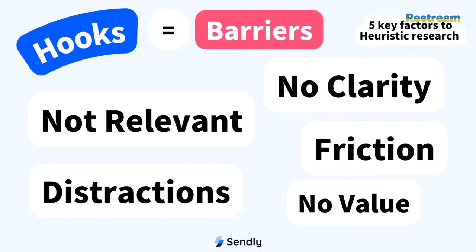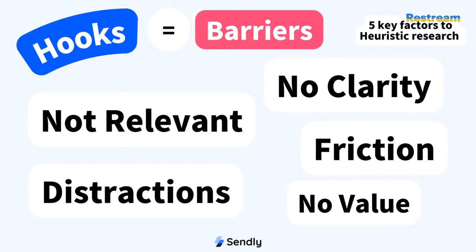So hooks equals barriers. Remembering the 5 factors of the heuristic research, if your hooks are not relevant, they don't provide clarity, they have a lot of friction, they have no value, and there are tons and tons of distractions everywhere, then nothing's really going to happen. This is why people will jump off. This is that barrier phase. But inside of your barriers, if they have clarity, they have relevancy, they create no distractions and provide tons and tons of value, then you're just going to get more conversions in that barrier phase.